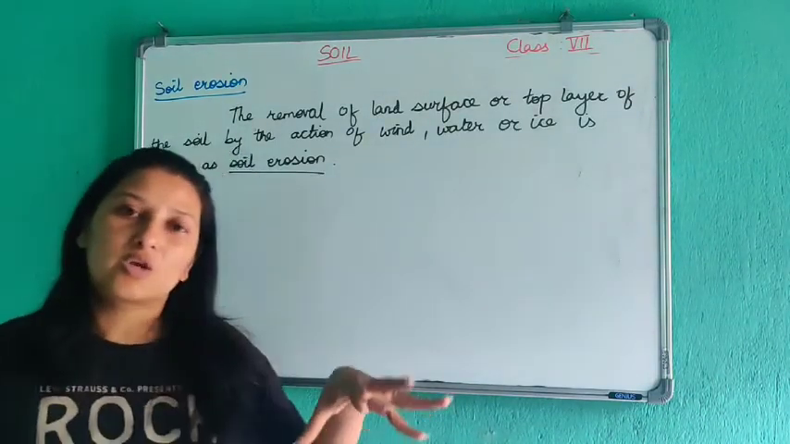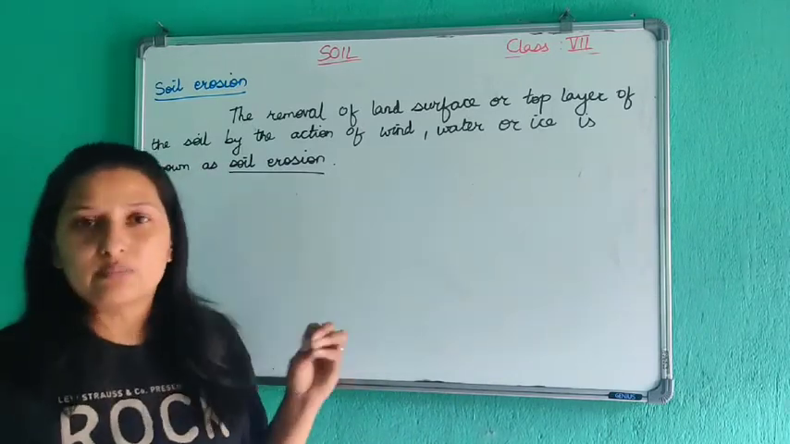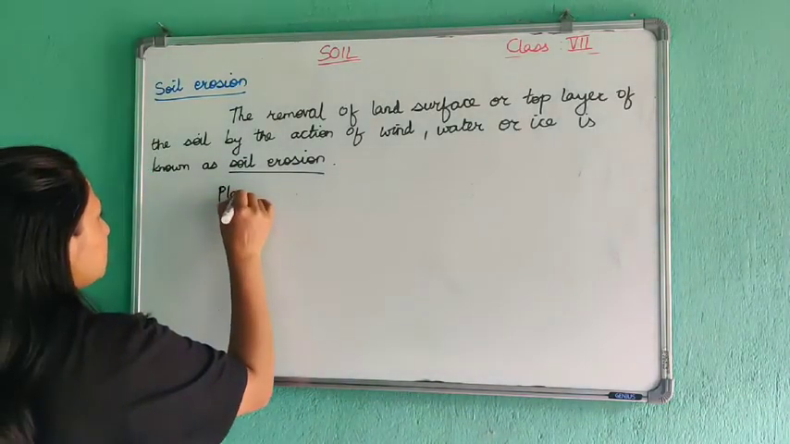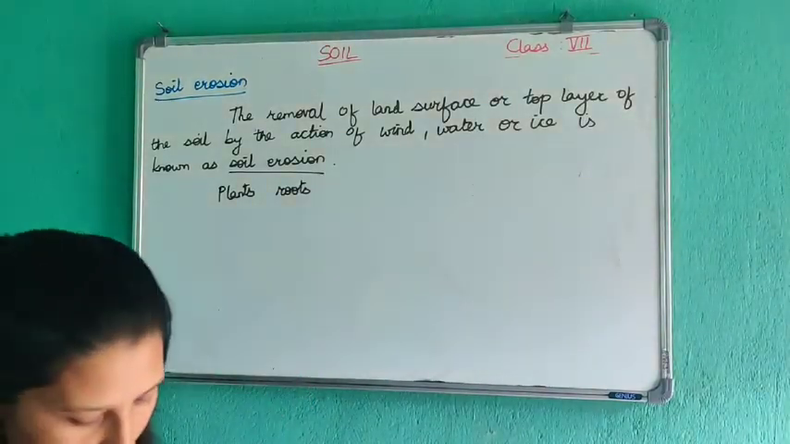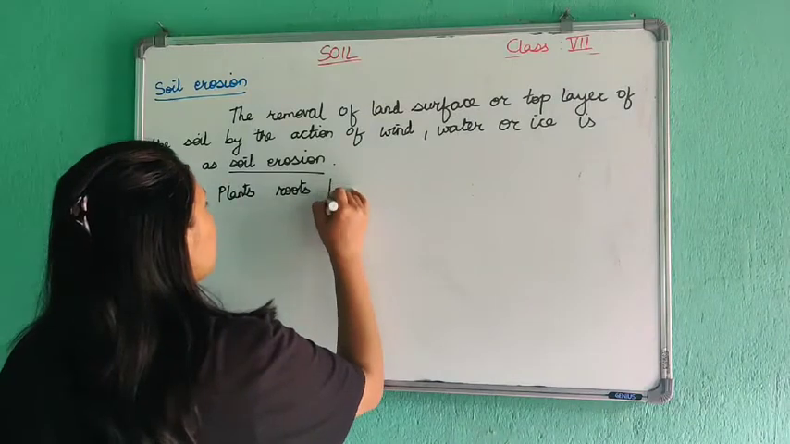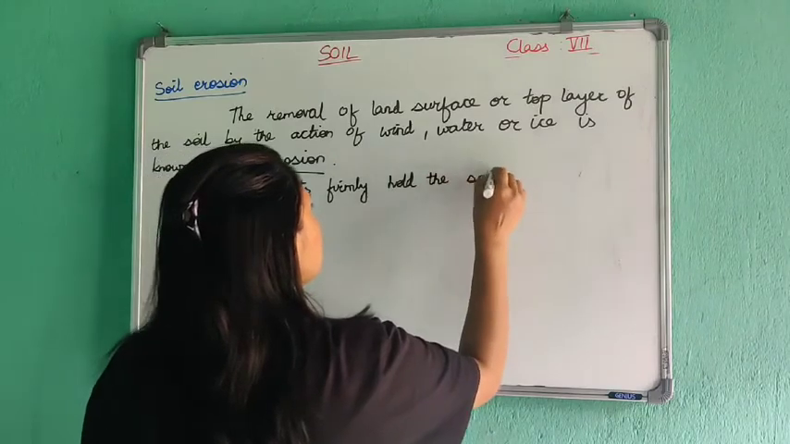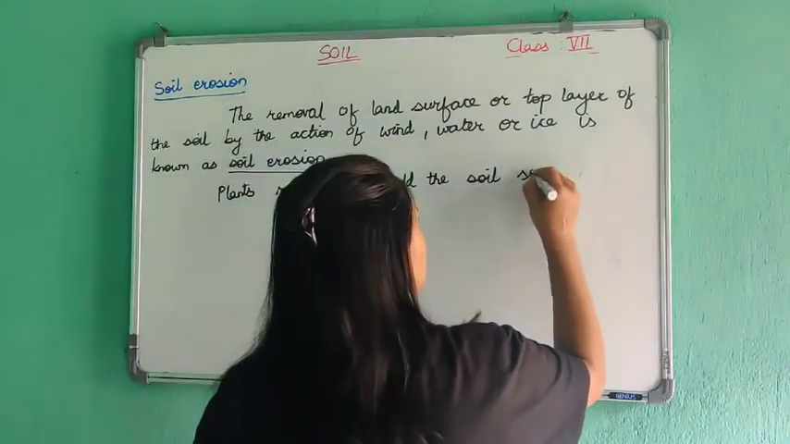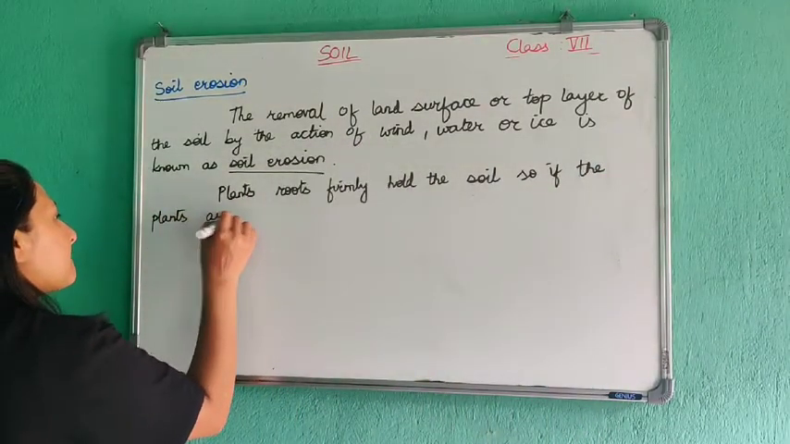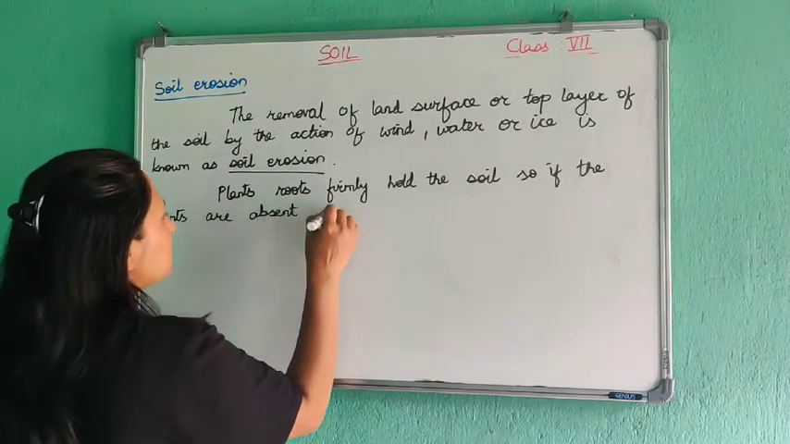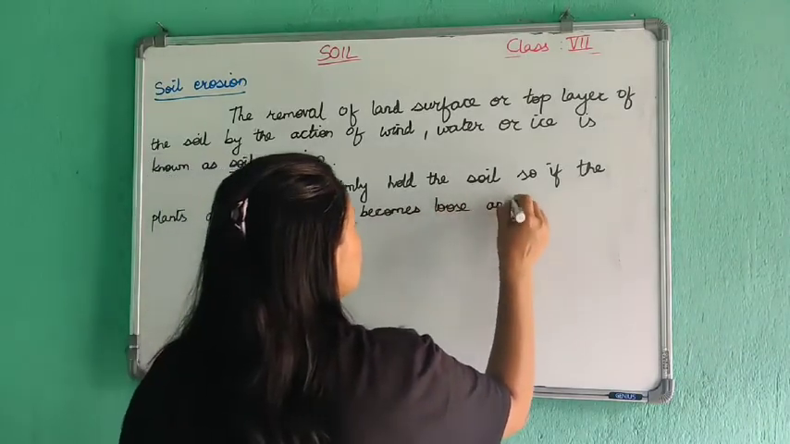Now as you know, plants grow in the soil, so the roots of the plants hold the soil firmly. Okay, so plant roots hold the soil. So if the plants are absent, what will happen to the soil? When plants are absent, the soil becomes loose and erosion takes place. Soil erosion takes place.